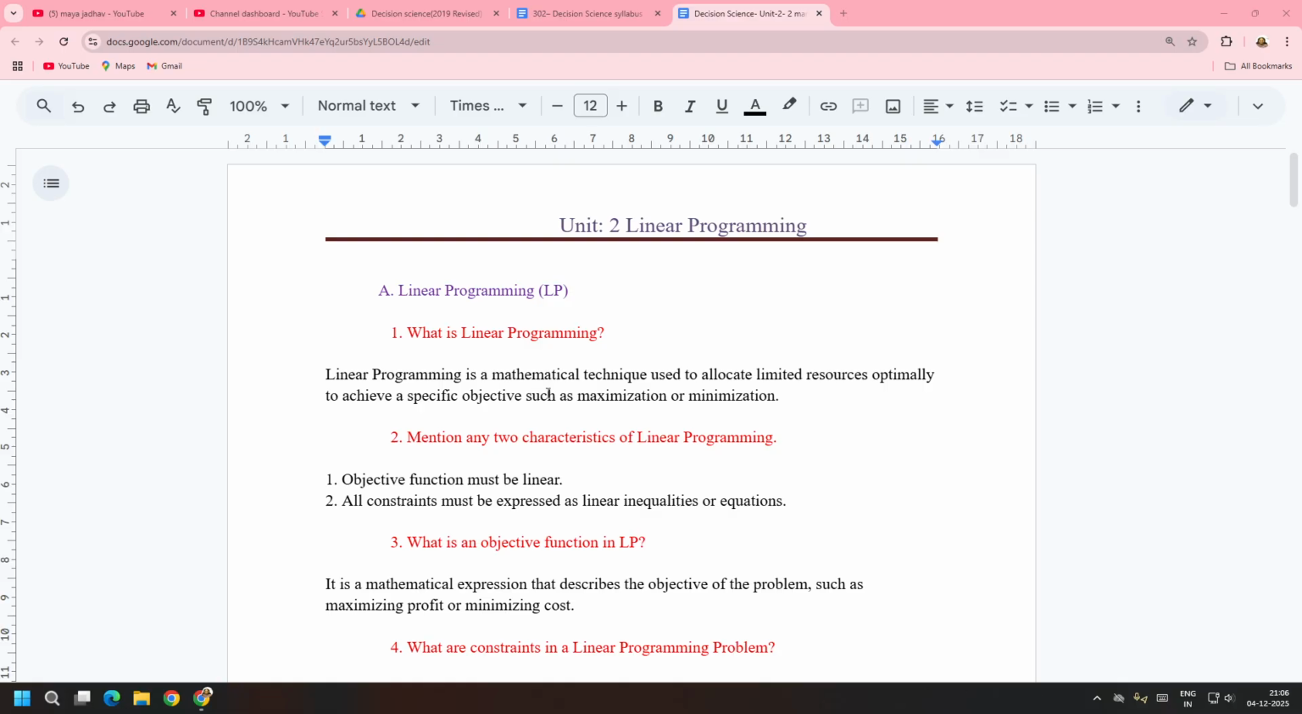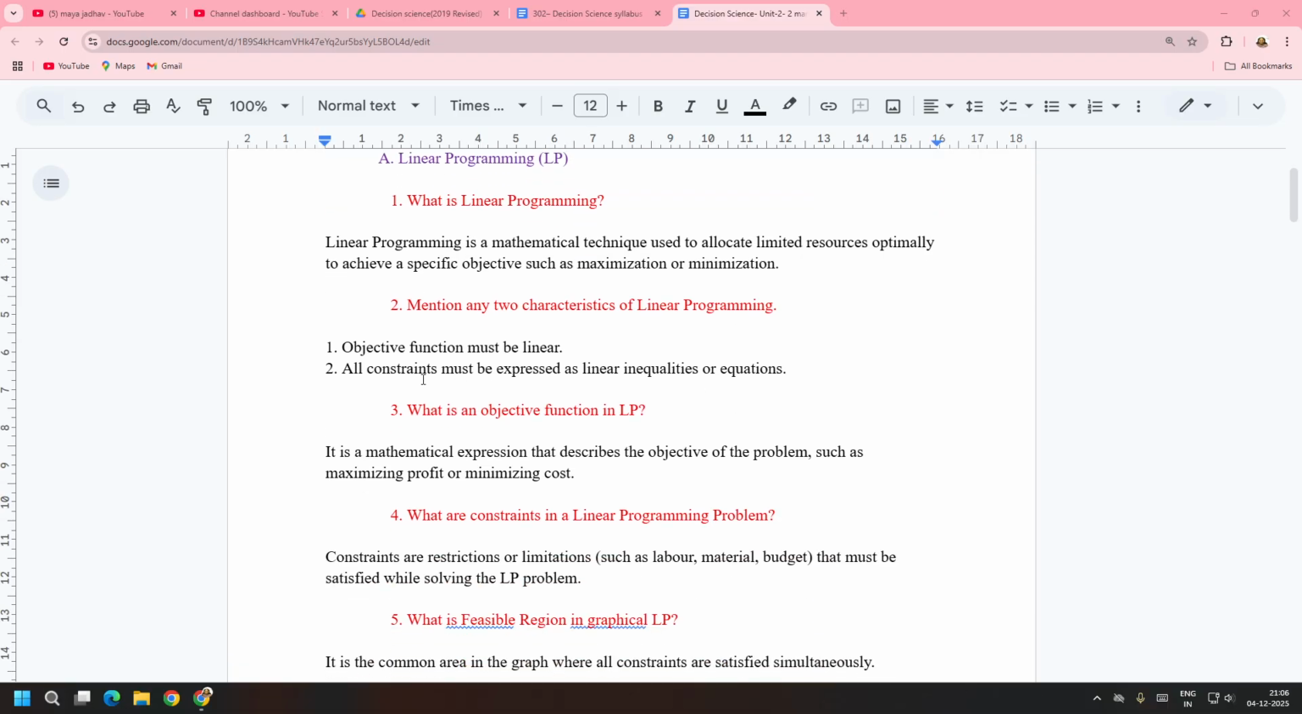Linear programming is a mathematical technique used to allocate limited resources optimally to achieve a specific objective such as maximization or minimization. Mention any 2 characteristics of linear programming. First, the objective function must be linear. Second, all constraints must be expressed as linear inequalities or equations.